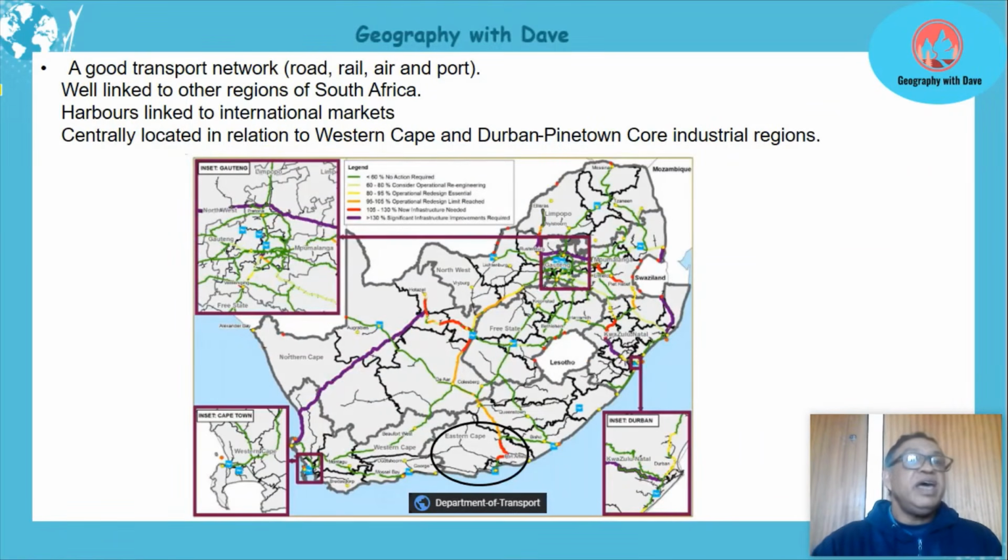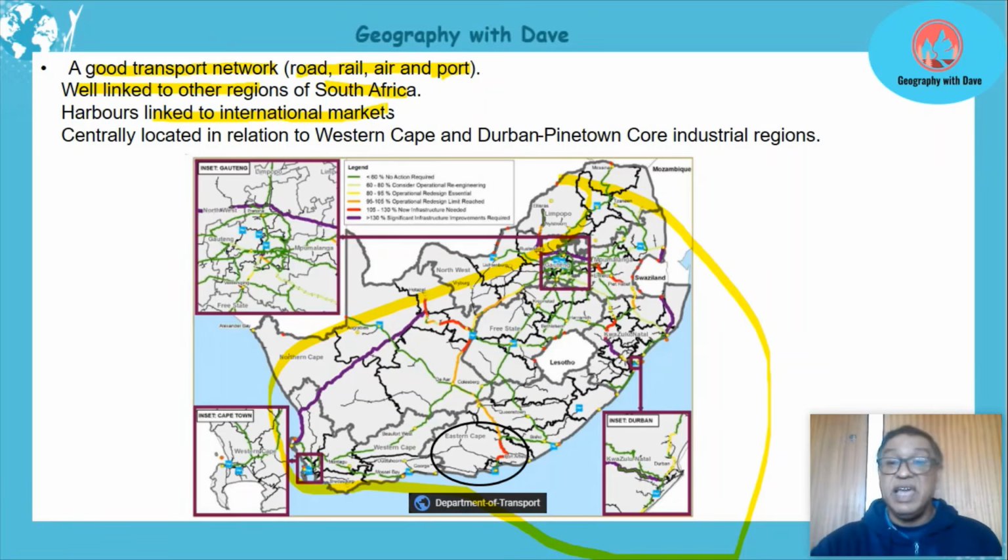Right, a good transport network. I know parts of the Eastern Cape are not well developed in terms of infrastructure. I'm putting the focus on the PE-Uitenhage area, so don't confuse it. It's road, rail, airport. We have all these things in this area. More emphasis on the port, the harbor. It's well linked to other regions of South Africa, as you can see here. Massive networks. Harbours linked to international markets and for import.